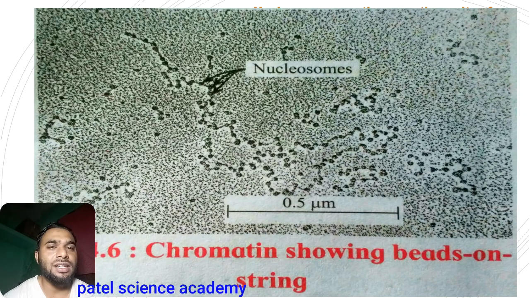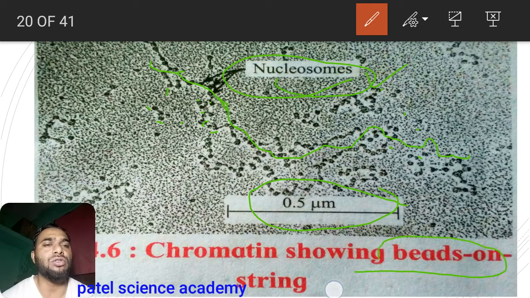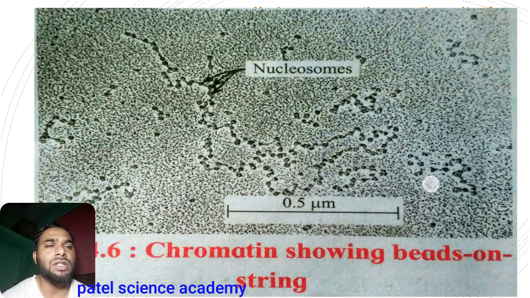Yes students, this is the chromatin showing the beads on a string. You can see here these are the nucleosomes. This dot indicates a nucleosome, and different dots are linked with this thread-like structure. This thread is DNA, and these dots you can consider as nucleosomes. The nucleosomes with this DNA are continuous, and its length you can see here is 0.5 mm, and this is the structure known as beads on a string under the microscope.